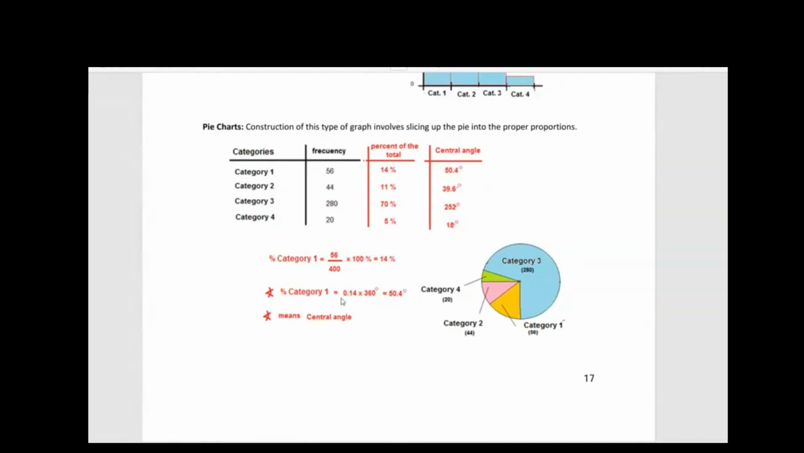So when you multiply the 360 degree of a circle times the percent of the total of the category 1, of course in decimal notation, so 14% in decimal notation is 0.14. That gives you 0.14 times 360. This is 50.4 degrees. So that means that the category 1 has an angle of 50.4 degrees. Like that, you can calculate the central angle of each of the categories.